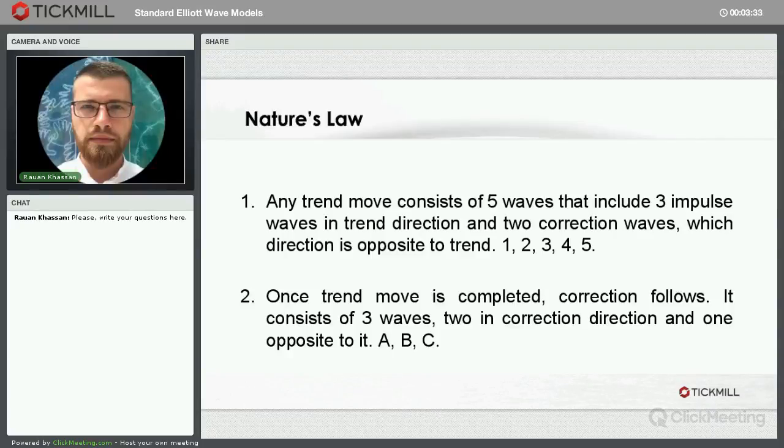The second rule is formed as follows. Once a trend move is completed, a correction follows. It consists of 3 waves, 2 in the correction direction and 1 opposite to it. Usually it's marked as A, B, and C.